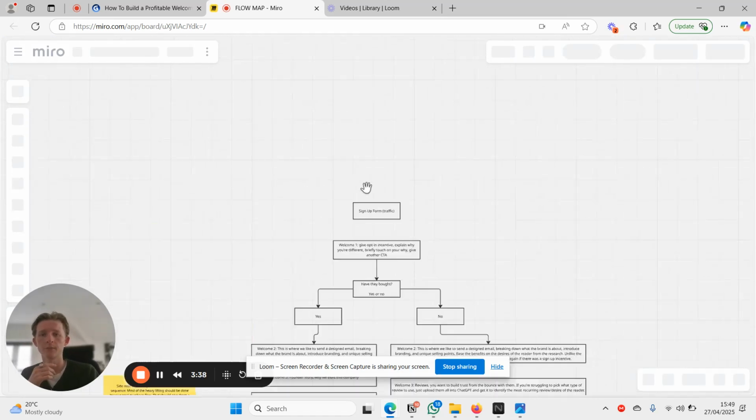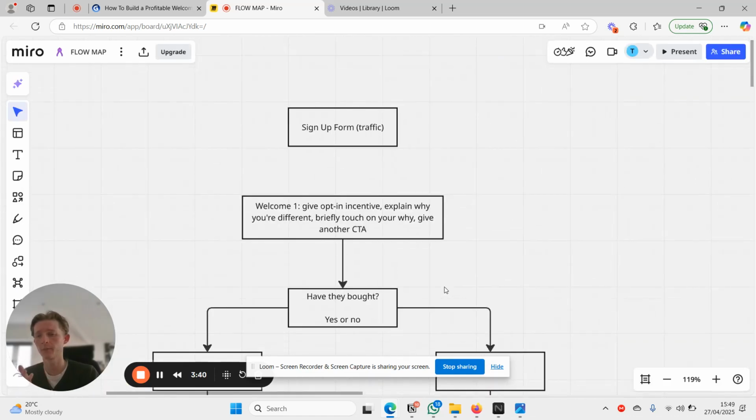So someone signs up to your brand, the welcome one, the plain text, just give them the opt-in incentive, so the 10% off, the free cookbook, wherever the gift is. Explain why you're different, and briefly touch on your why, which is your brand story. Pretty much all e-commerce brands neglect this, your brand story. That is the only thing that is really unique about your brand. People can copy your products, but they can't copy your story, so use it.